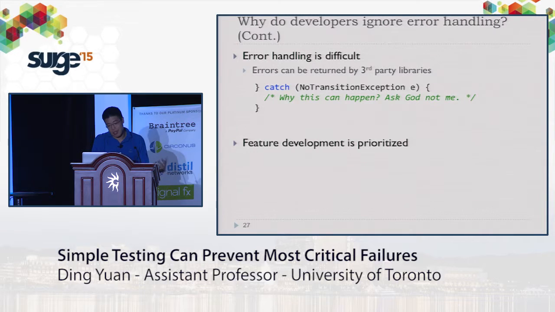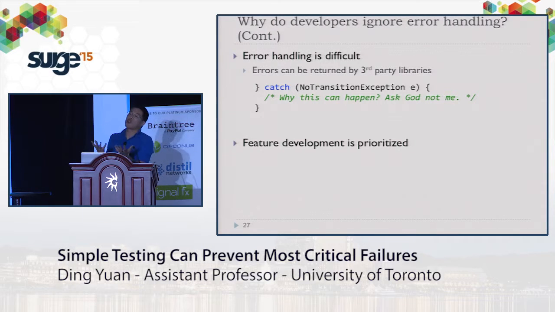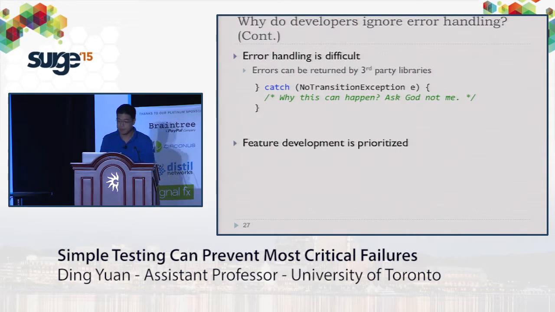And also, sometimes the error handling is just difficult, especially for those errors thrown by a third-party library where we have no idea how to handle it. For example, in this case, this no transition exception was simply ignored. And in the comment, the developer complained that God is not helping him to understand it. And finally, it's just unfortunate that feature development is always prioritized, so when the deadline is there, people tend to ignore the error handling. But those are exactly the reasons why you could have a catastrophic failure in your production system.